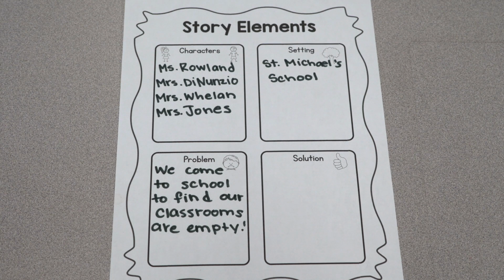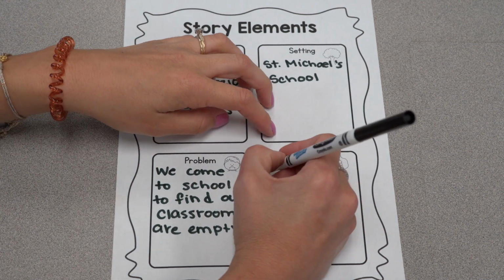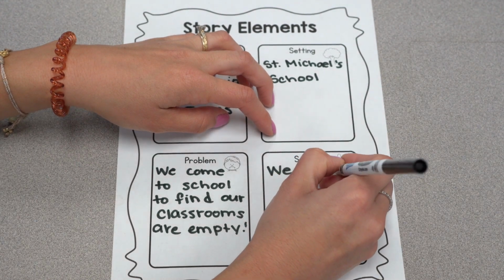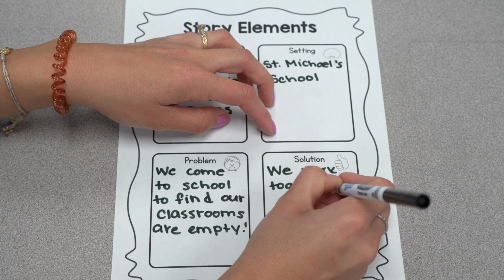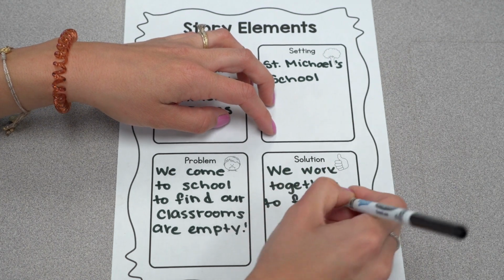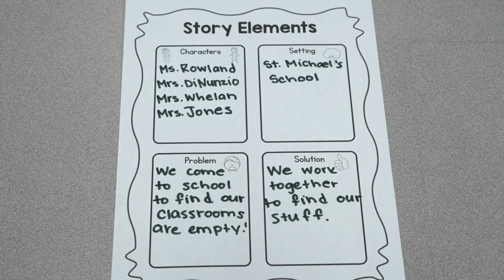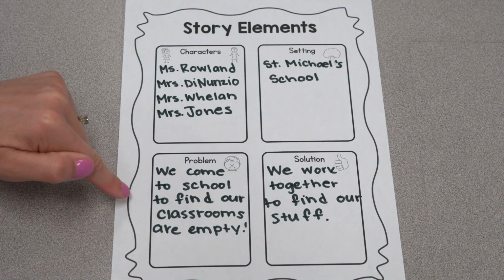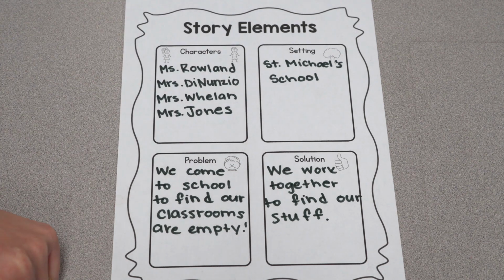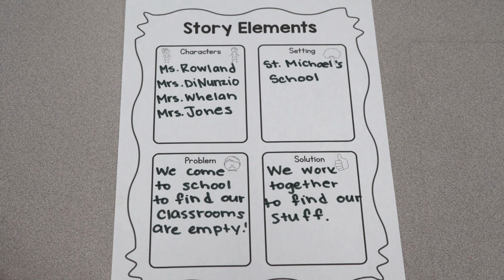And I want to think, how do I want this problem to be solved? If we came to school and there was nothing left in either of our classrooms, how would I want this problem to be solved? So the solution that I'm going to write down is that we work together to find our stuff and what happened to it. And then I can give more details about how we find it in my story. So I came up with my problem: all of my characters came to school to find our classrooms are completely empty. And the solution was we work together to find our stuff. So we're going to work together to find out what happened to all of our stuff.